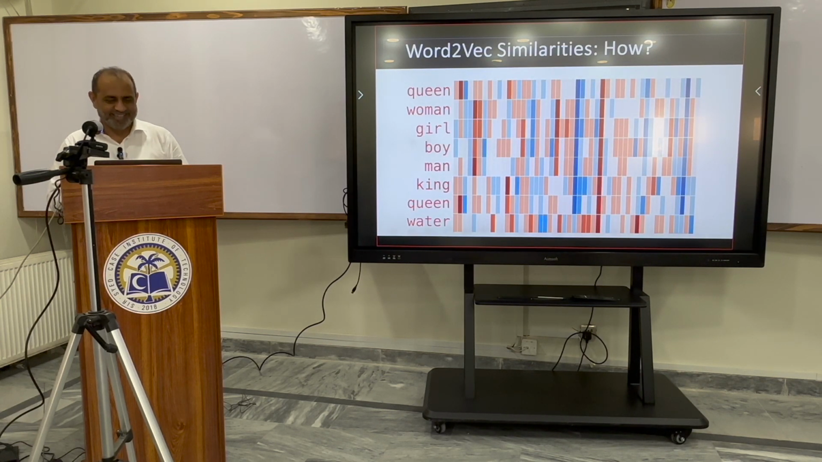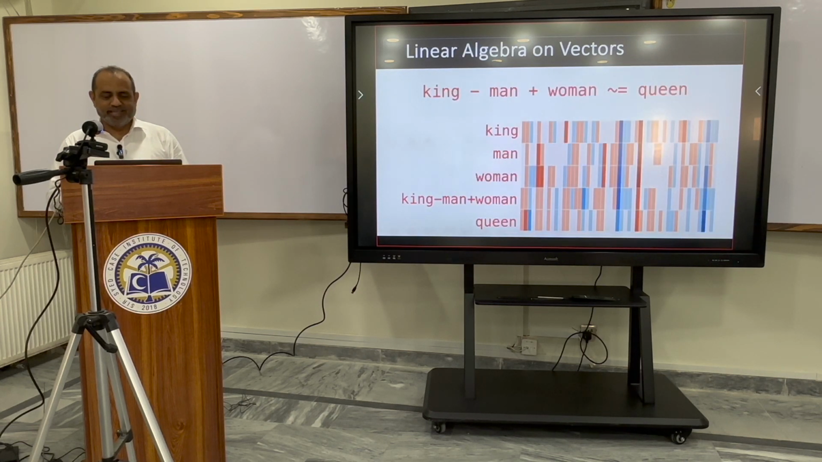Okay, so the word to vec is like this. Again, it is not really linear algebra at work, but it is trained in a manner that once you say king minus man plus woman, the vector will look very similar to queen. This is the magic: the vectors are trained in a manner that once you do vector algebra on this, it'll start making sense. And once they trained it, they were amazed to see these type of results.